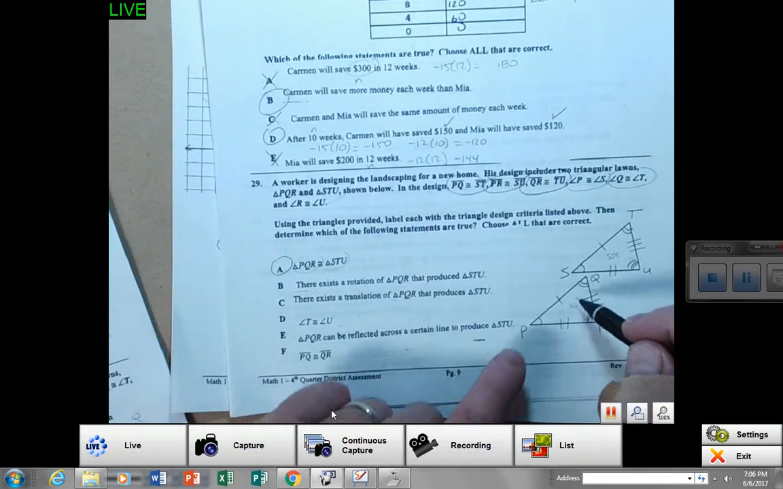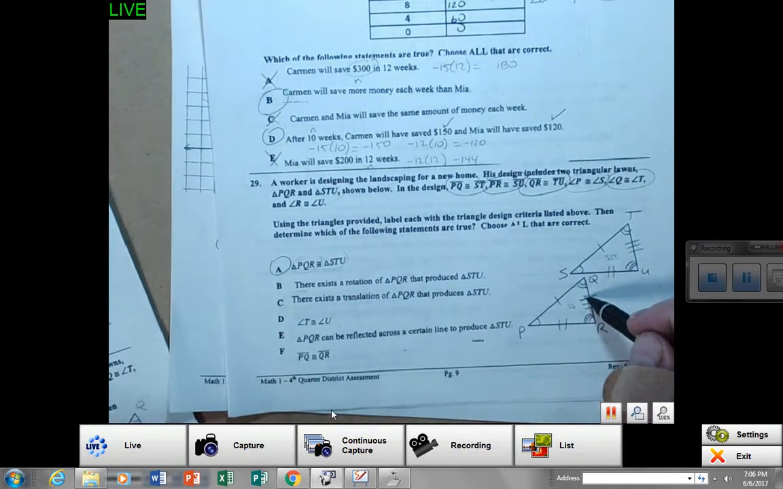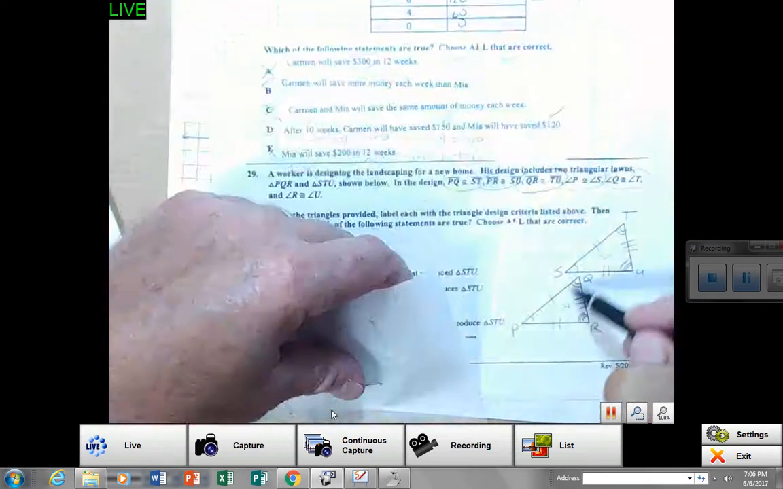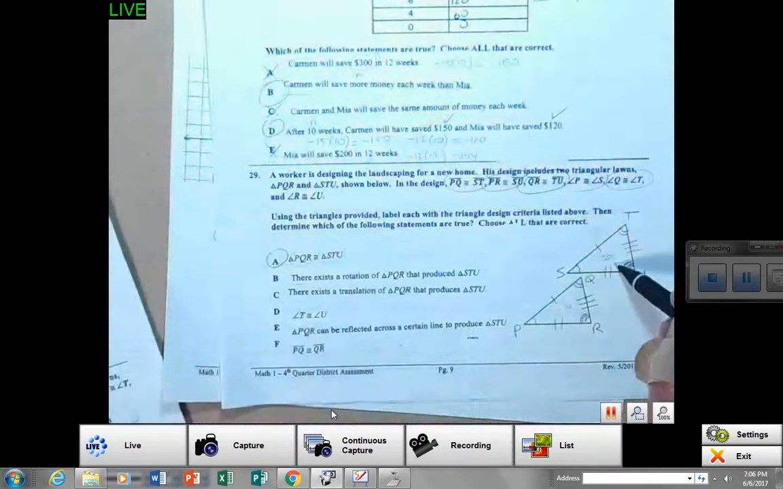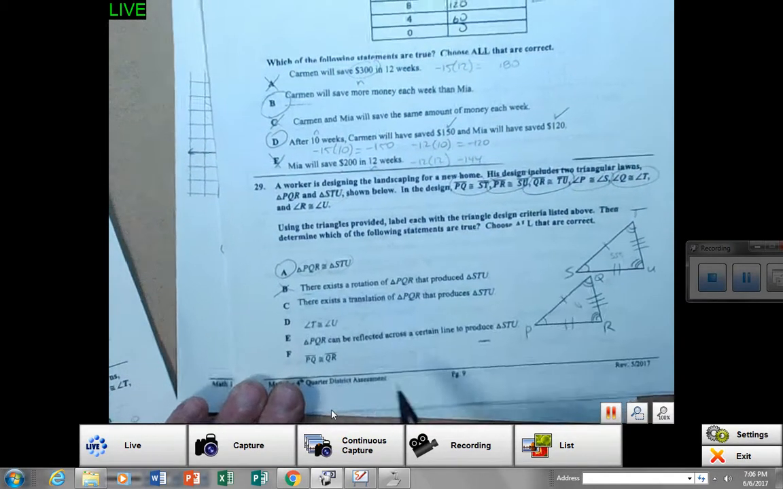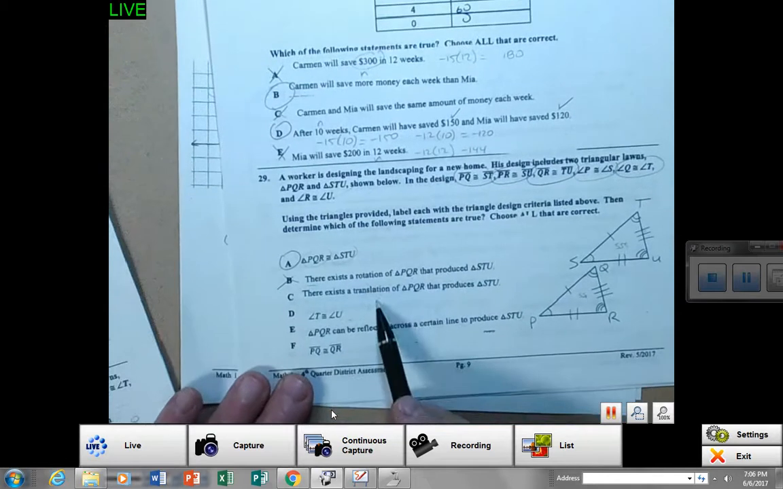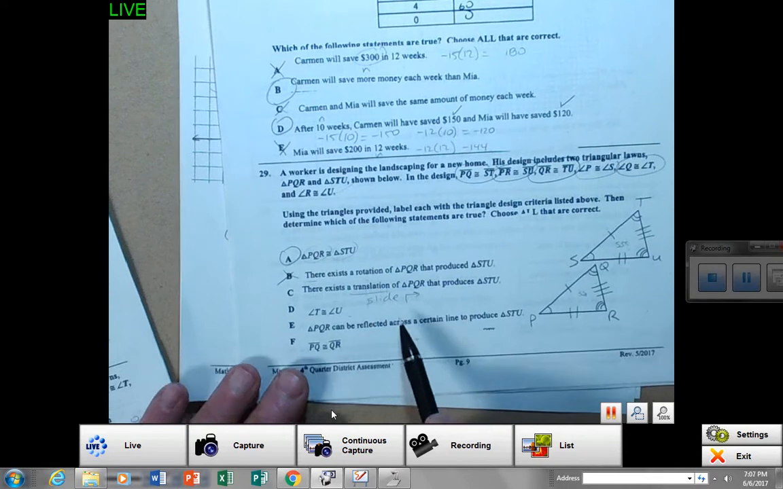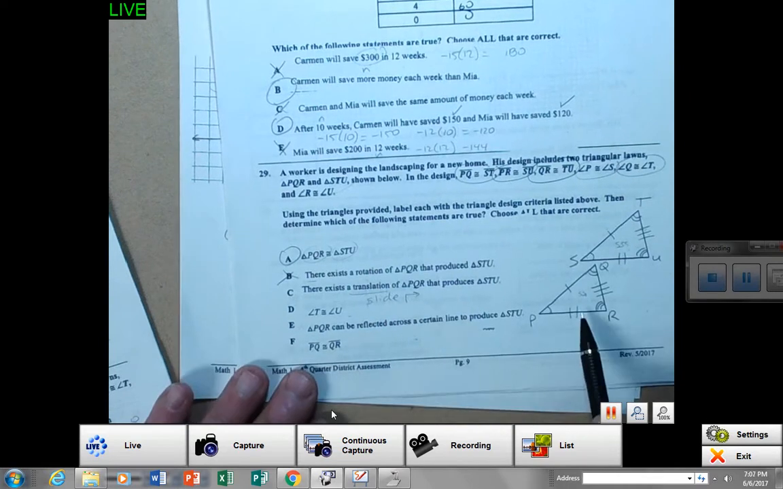All right, this says there exists a rotation of PQR to make this STU. There's no way I could rotate this using paper, there's no way I could get this to this exact spot. That is not true. It says there exists a translation. A translation is just a slide, moving something over and up, or over and to the right, or over to the left. If I took this and moved it up and shifted it to the right a little bit, it will give me the same triangle.